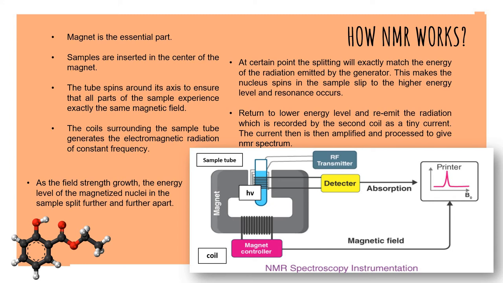One of the coils surrounding the sample tube generates the electromagnetic radiation at constant frequency. As the field strength grows, the energy levels of the magnetized nuclei in the sample split further and further apart, and at a certain point, the splitting will exactly match the energy of the radiation emitted by the generator. This makes the nuclear spins in the sample excite to the higher energy level and resonance occurs. Soon, they return to the lower energy level and re-emit the radiation, which is recorded by the second coil as a tiny current. The current is then amplified and processed to give the NMR spectrum.